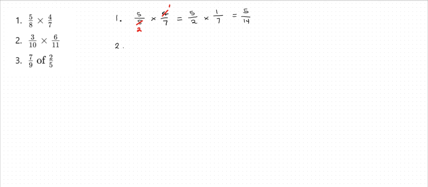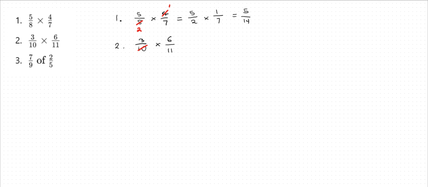All right, 2. We have 3 over 10 times 6 over 11. Now, again, we're going to be looking for these common factors. Is there anything here that I can simplify? The 3 and the 10? No. The 6 and the 11? Also, no. But the 6 and the 10, do they have a common factor? And the answer is yes, 2.